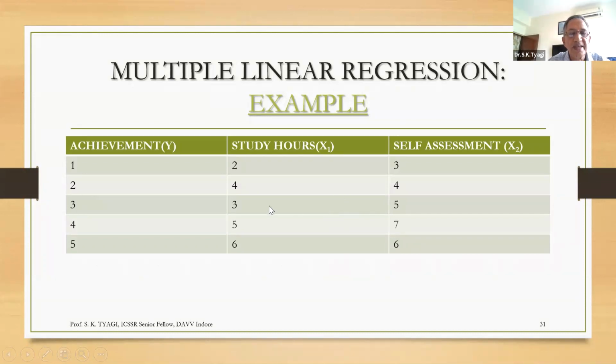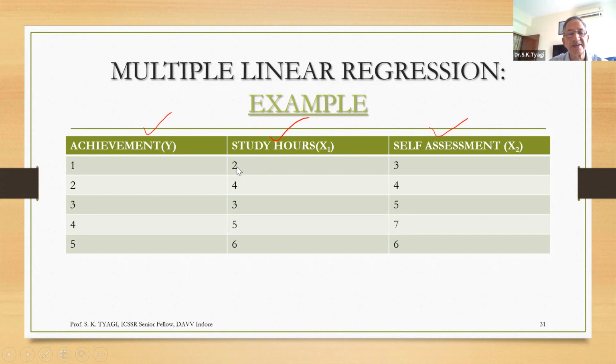The concept is the same, whether it is simple linear regression or multiple linear regression. But I will just in passing tell you how to set up and work out the regression equation in case of multiple linear regression. So we have here two predictors, X1 and X2. X1 is study hour, X2 is self-assessment, and achievement is the dependent variable. So we want to predict achievement of the student by their number of hours per week or per day.